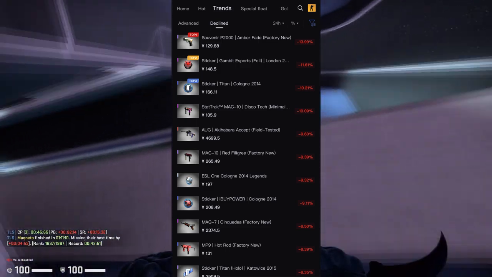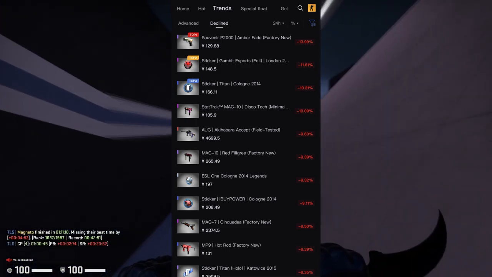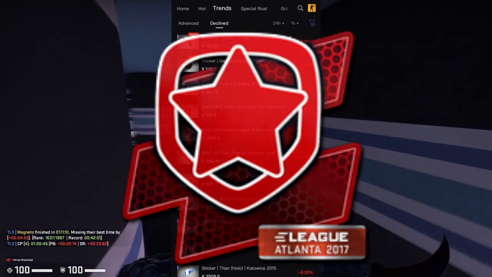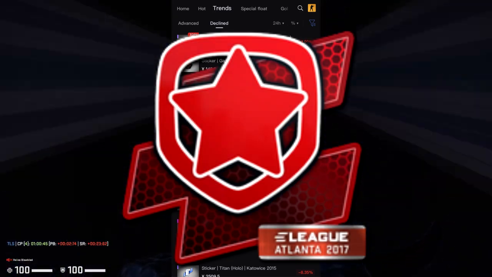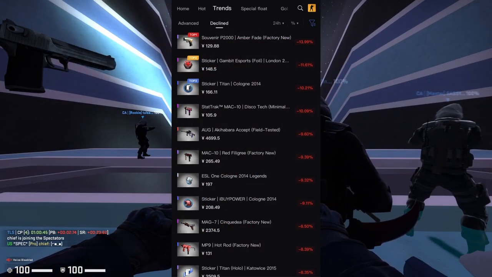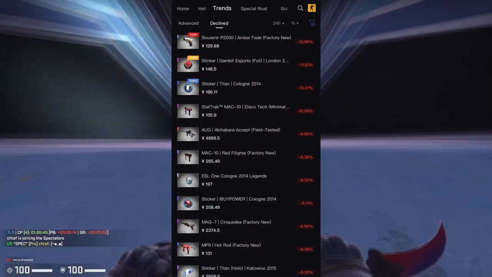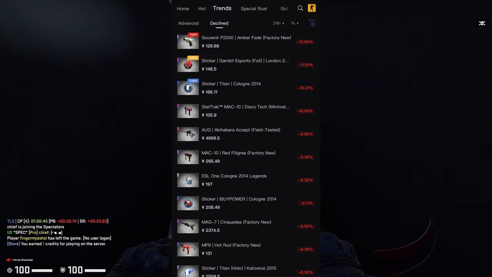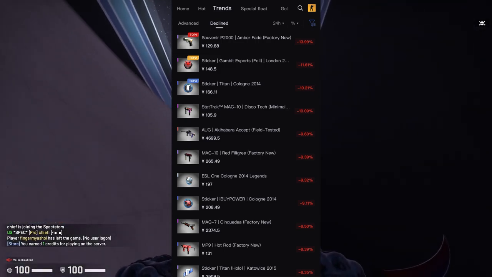The Gambit Esports is actually something that has been doing pretty good on Buff over the past few weeks or so. Gambit has just gained a lot of popularity and also gained in price quite a lot as well. So seeing this is honestly just a normalization. It's also probably the least popular Gambit sticker out of every single Gambit sticker that exists. So a decline on this is honestly not that surprising.